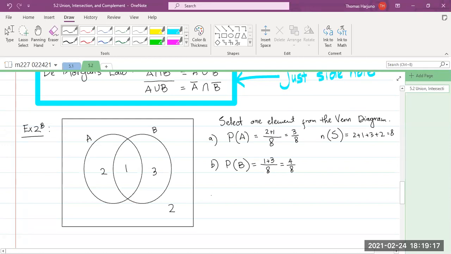How about if I want to compute the intersection, to find the probability that we get someone in A and B at the same time? Five over 8? No. How many elements in the intersection? Only one. There's only one element in the intersection, so your probability will be 1 out of 8 possible outcomes.